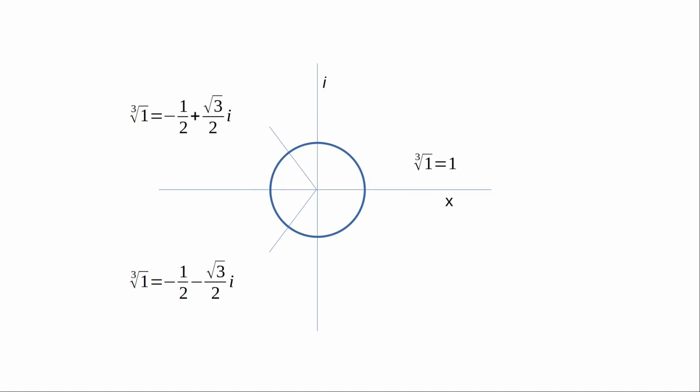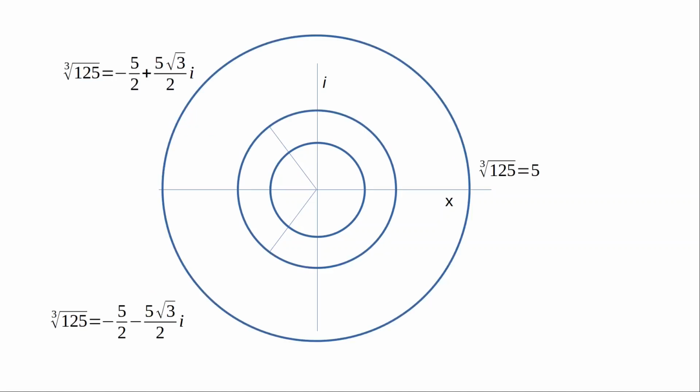And just as a final example, we'll use the cube root of 125 so we can see the same thing. The principal cube root is 5. The first complex cube root is negative 5/2 + 5 radical 3 over 2 i. And the second one is negative 5/2 minus 5 radical 3 over 2 i. And again, we can see that these values differ from the other cube roots that we calculated only based on the radius of the circle, which again is the value of the principal cube root.